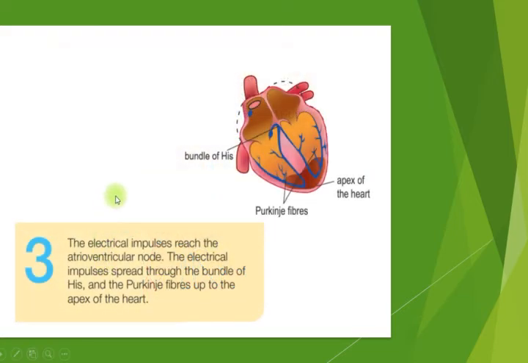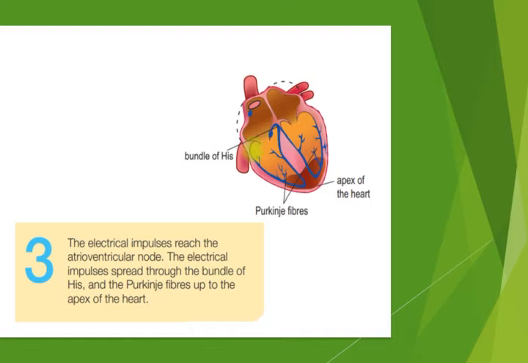Number three, the electrical impulse reaches the atrioventricular node. The electrical impulse spreads through the bundle of His and the Purkinje fibers out to the apex of the heart. So when the electrical impulse has spread rapidly to both atria, it will reach the atrioventricular node, where the location is between the wall of the atrium and the wall of the ventricle.